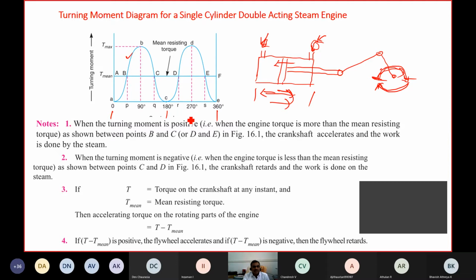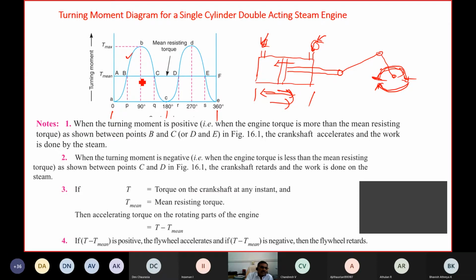So there are 2 strokes. One cycle consists of 2 strokes. The same thing will be repeating again and again. So in this diagram, how to find the work done?